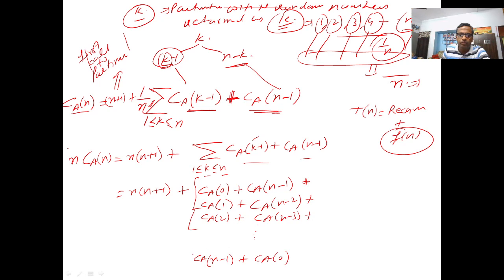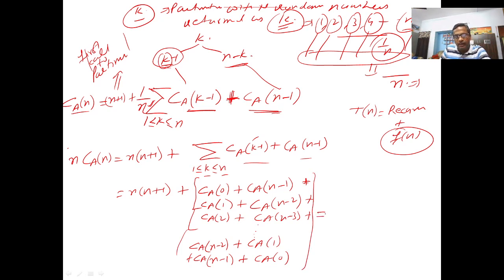Now if we put k is equal to n minus 1, then C of how much? C(n-2) plus C(1). Now just try to observe this behavior.